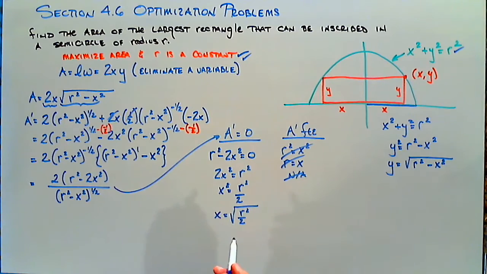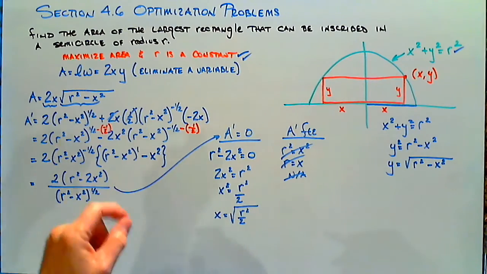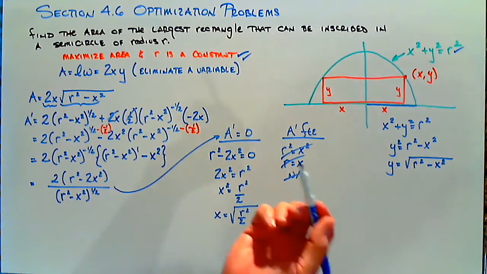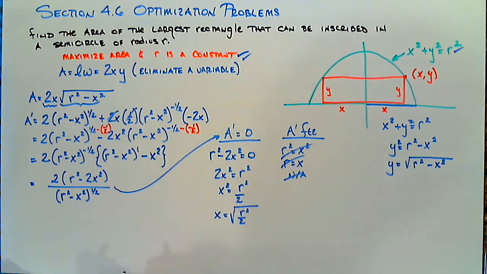So this is our critical number. Remember, r is a constant here. r is a constant. Now, we're supposed to maximize area. So how are we going to show somebody that that's actually a maximum? Well, we can run the sign test, right? If we run the sign test on that, we would be able to show that that is a maximum. We've done the sign test 3 times. I'll leave that to you.